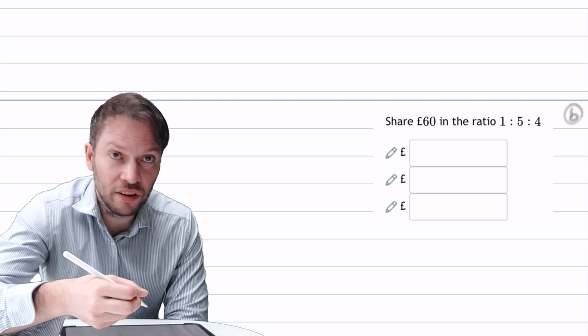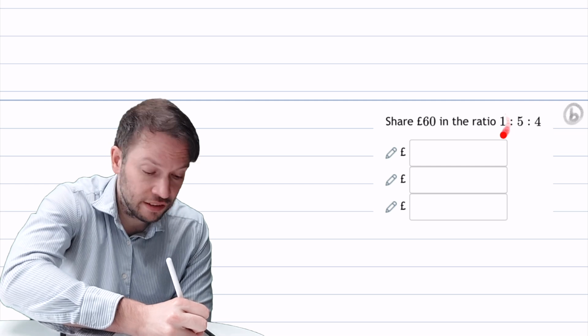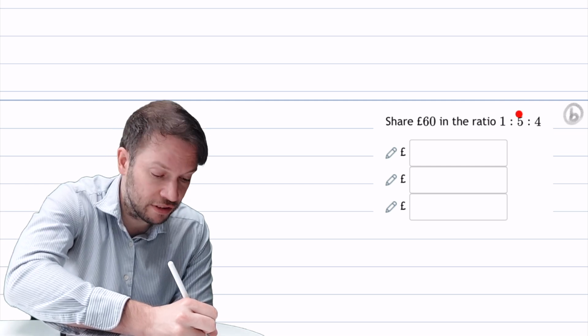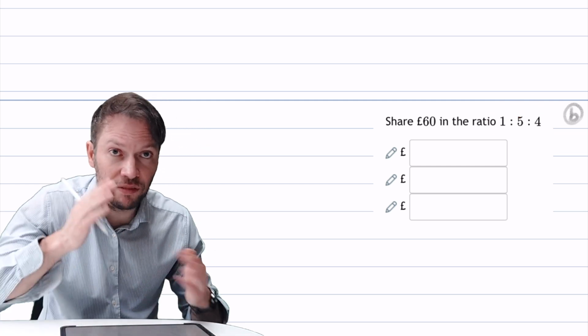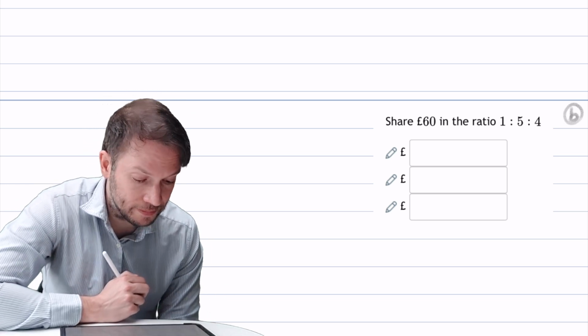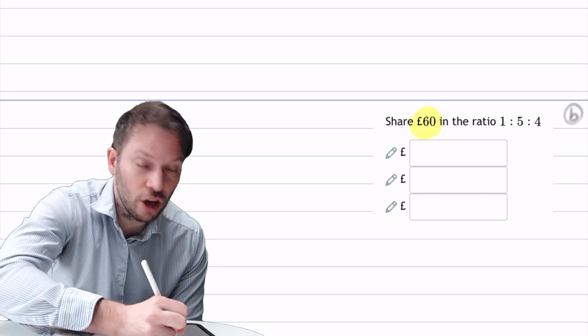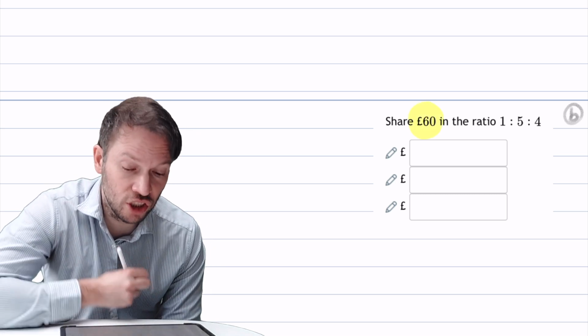So it might mean, for example, if you've got 3 people, for each £1 one person gets, the other person gets £5 and the other person gets £4. So it gives us the relative size of what people get when they're sharing this money. Now notice this £60 here represents the total amount that's going to be shared.